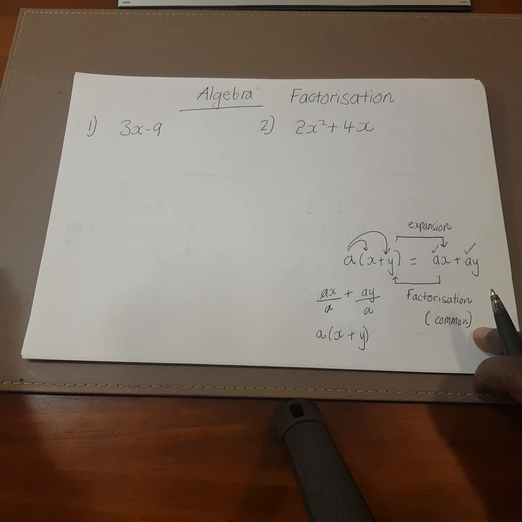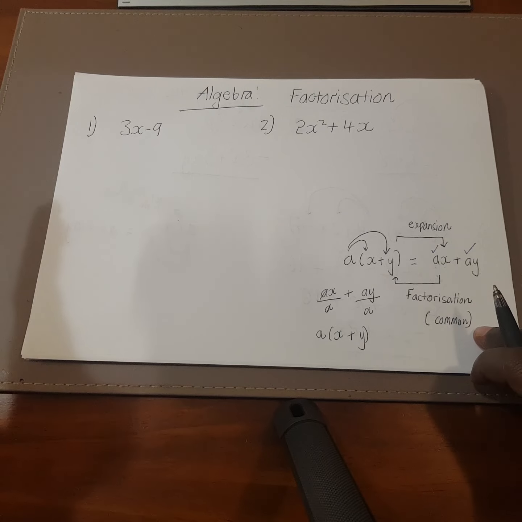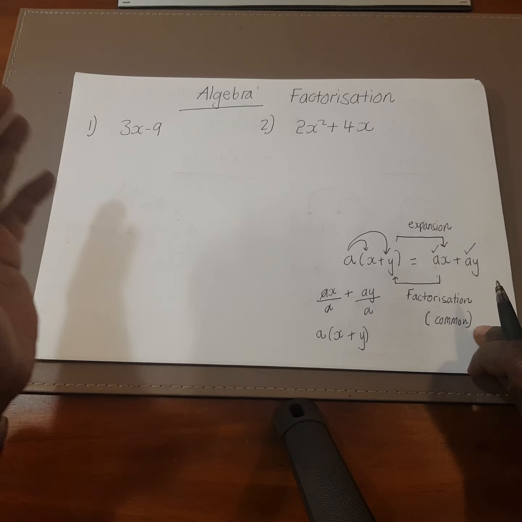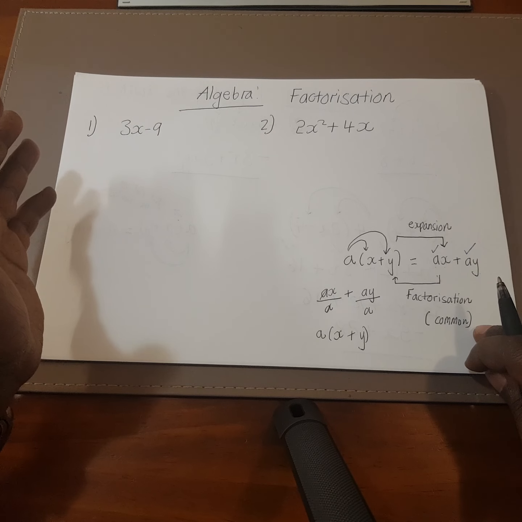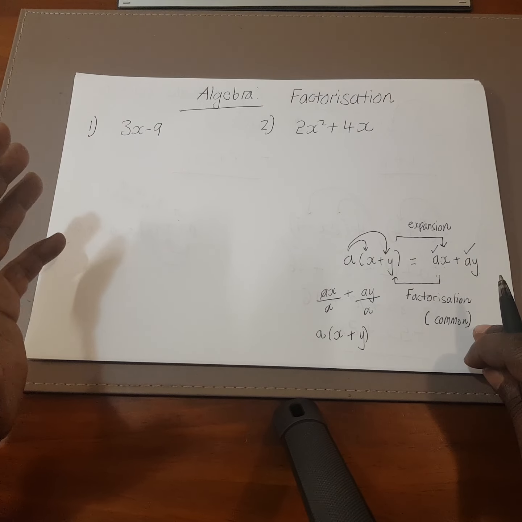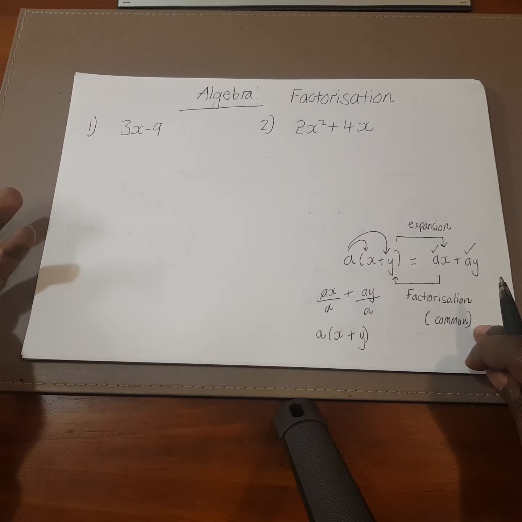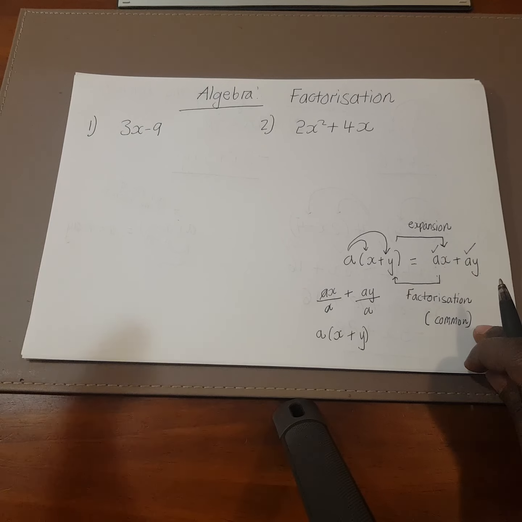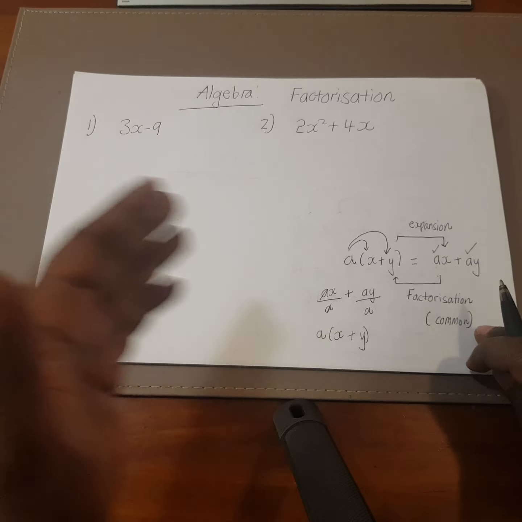What is something that is common? All right, I tend to use the example of a surname. What is common between a family is they have a common surname. What is common between players in a team? They could play the same sport, for example. So when you think of factorization, think of something that is common between two or more expressions.